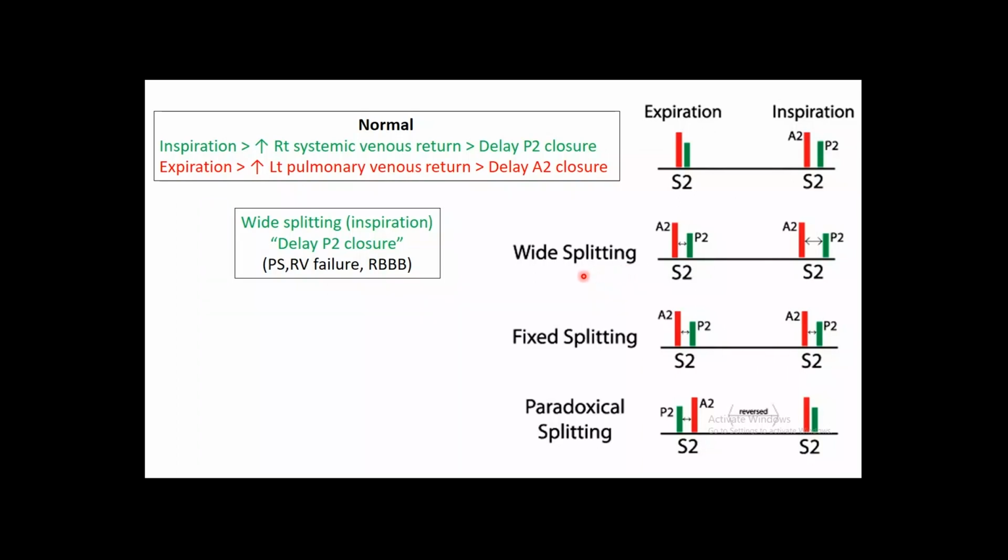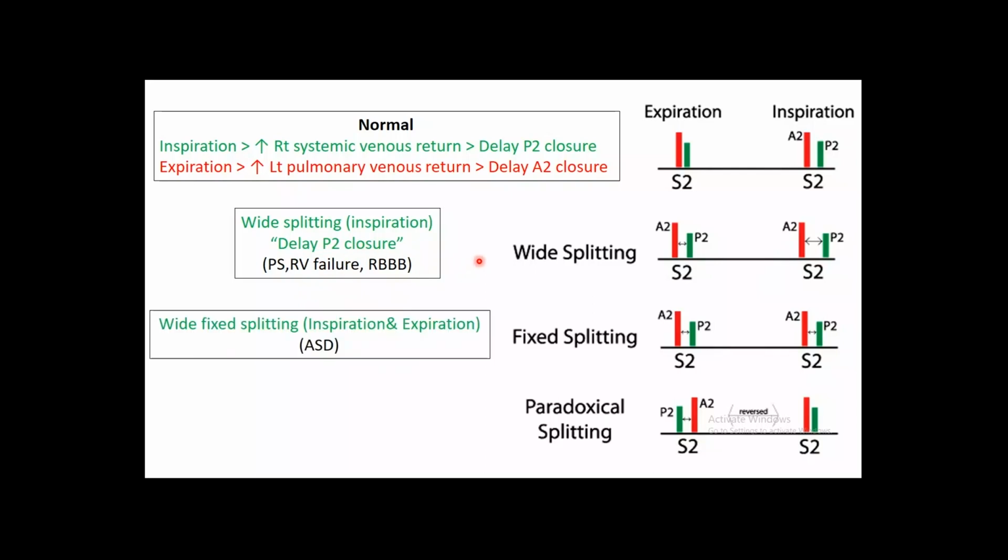So we put the stethoscope over the pulmonary area, asking the patient to take inspiration. If we appreciate a wide time gap between the two components, this might denote, as we said, wide splitting caused by pulmonary stenosis, RV failure, or right bundle branch block.